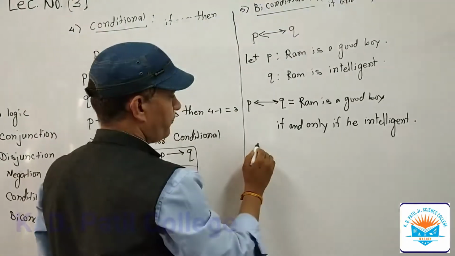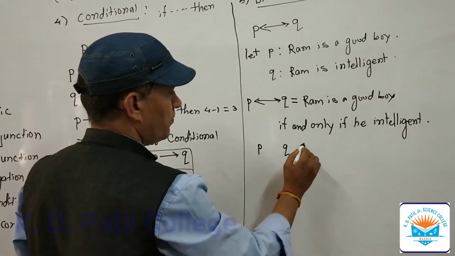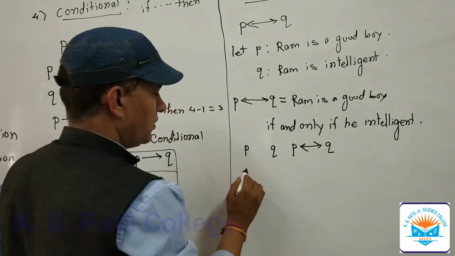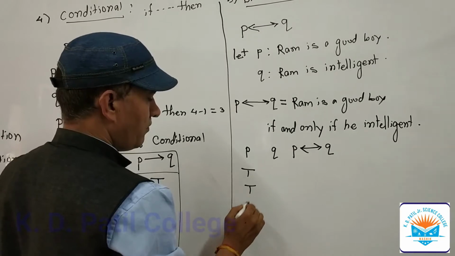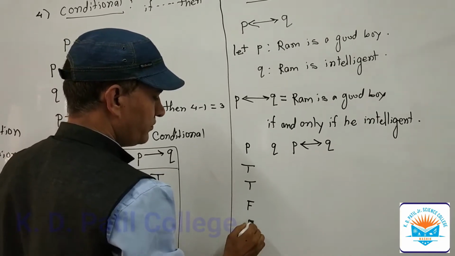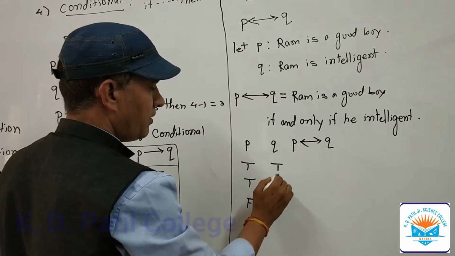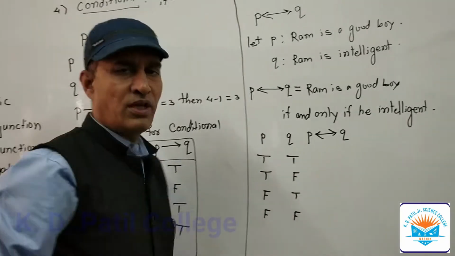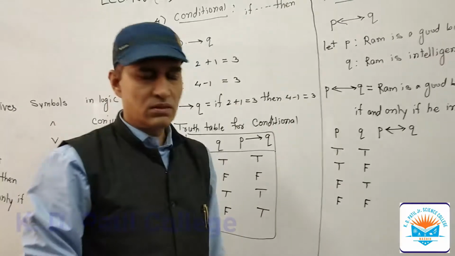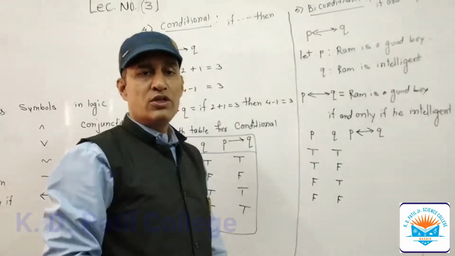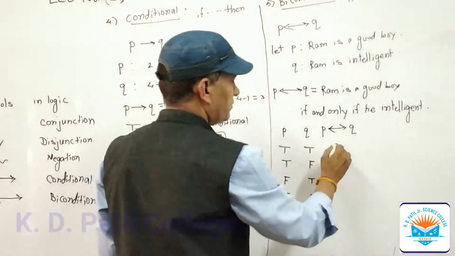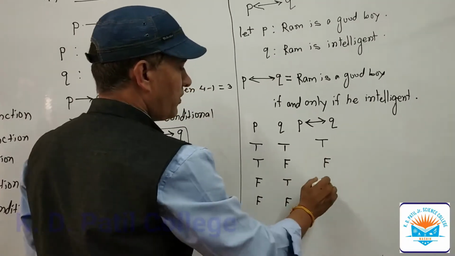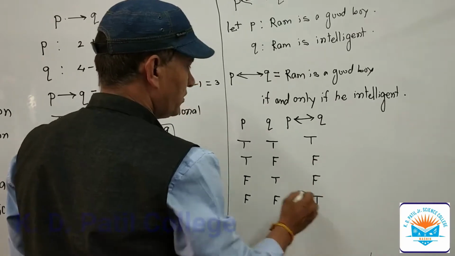P, Q, P biconditional Q. T T F F, alternate T F T F. These two columns are the same, as I told you earlier. P biconditional Q: TT becomes T, TF becomes F, FT becomes F, FF becomes T. Now look at the truth table.